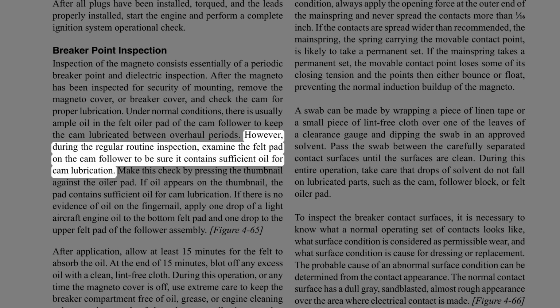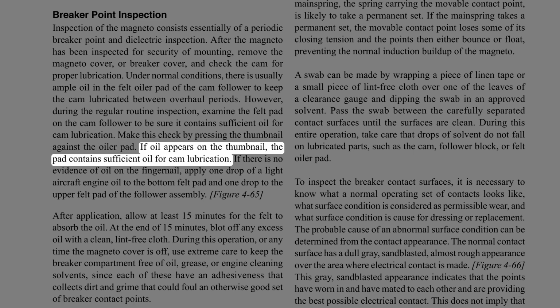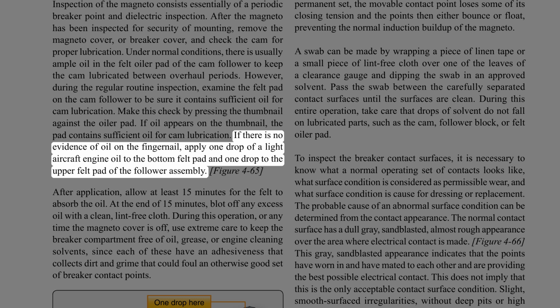However, during the regular routine inspection, examine the felt pad on the cam follower to be sure it contains sufficient oil for cam lubrication. Make this check by pressing the thumbnail against the oiler pad. If oil appears on the thumbnail, the pad contains sufficient oil for cam lubrication. If there is no evidence of oil on the fingernail, apply 1 drop of a light aircraft engine oil to the bottom felt pad and 1 drop to the upper felt pad of the follower assembly.